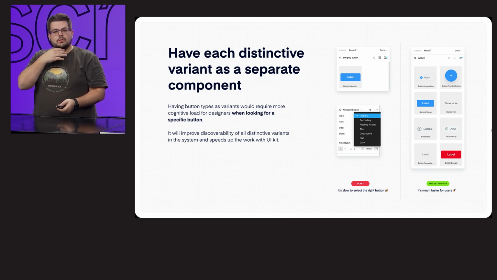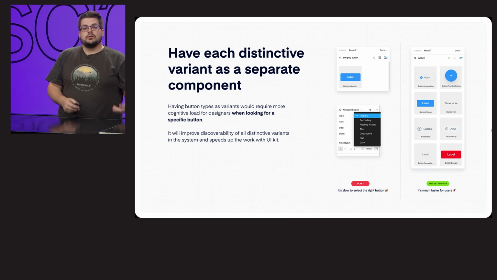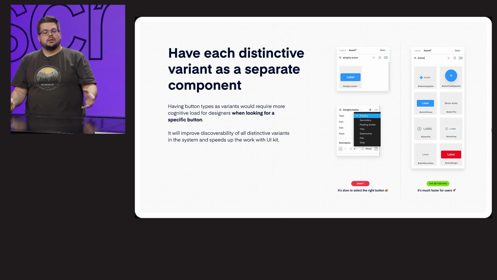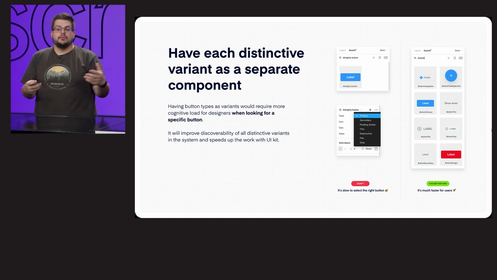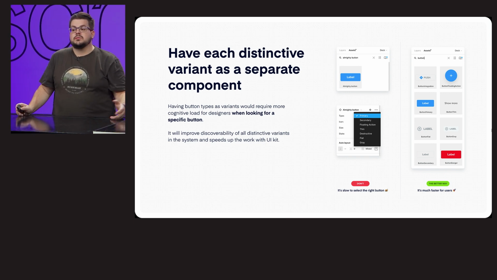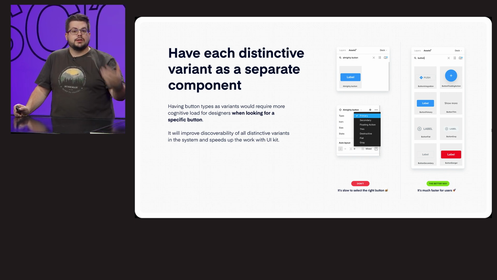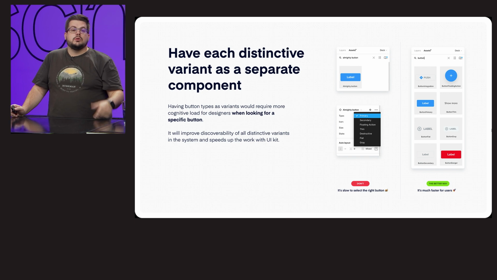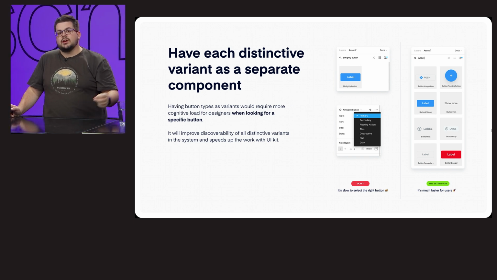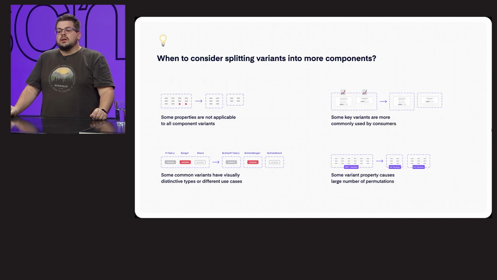Or, which I believe is a way better way to do things, is to split all the visually distinctive button types into several separate components. So when designers are searching for a button, they will get previews of all these buttons directly from the panel, which will save a few clicks every time they use a button.